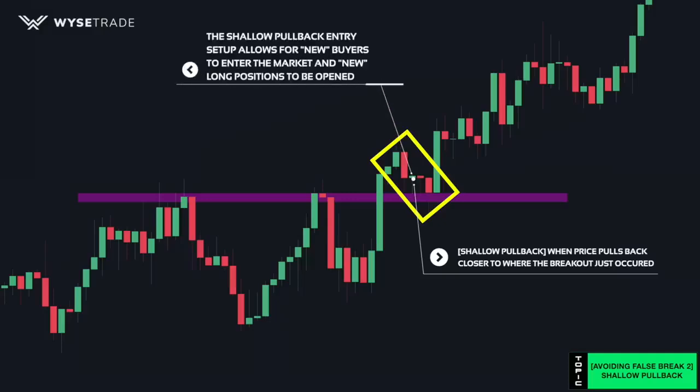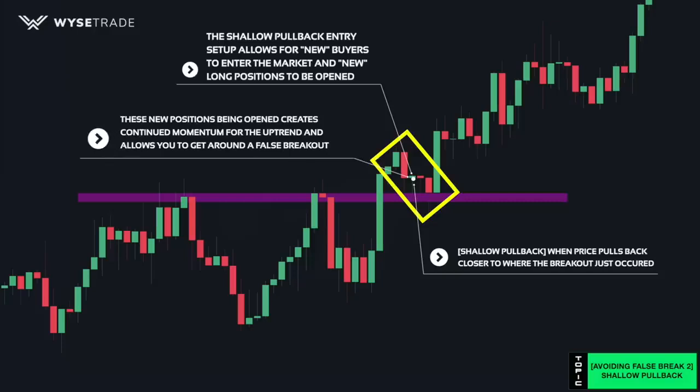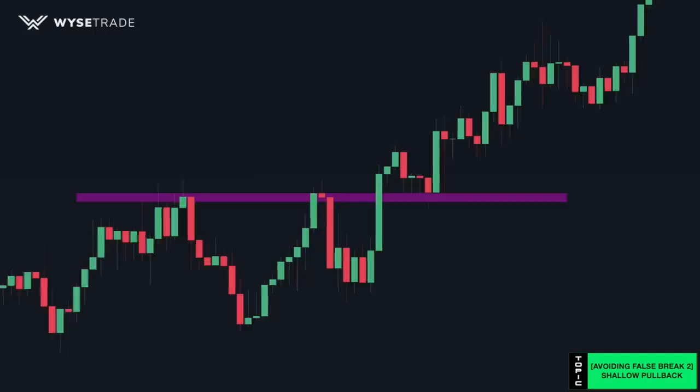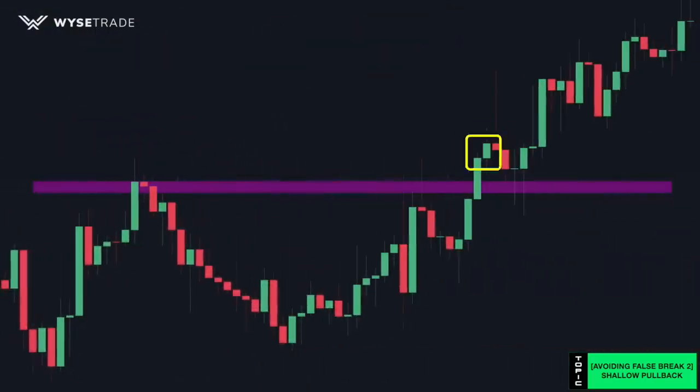This shallow pullback entry setup allows for new buyers to enter the market and new long positions to be opened, which creates continued momentum for the uptrend and allows you to get around a false breakout. Let's show this again. Breakthrough, shallow pullback, long trade setup.